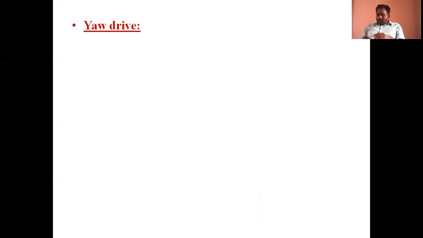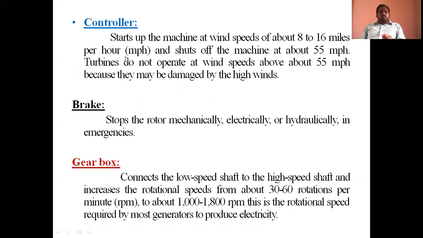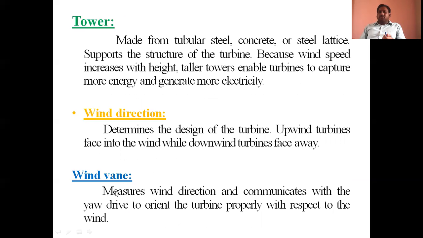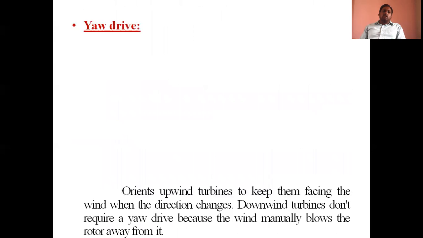And finally, the yaw drive. What is the need of the yaw drive? Recently we discussed the wind vane. What is the wind vane? The wind vane is the communication system. If dangerous wind speeds exist, that type of information is sent to the yaw drive. Or otherwise, if favorable winds are there, that type of communication is sent to the yaw drive. By taking these communication signals, the yaw drive can move the wind blades at favorable wind speeds and stops the wind blades at dangerous wind speeds. So that is the main function of the yaw drive.